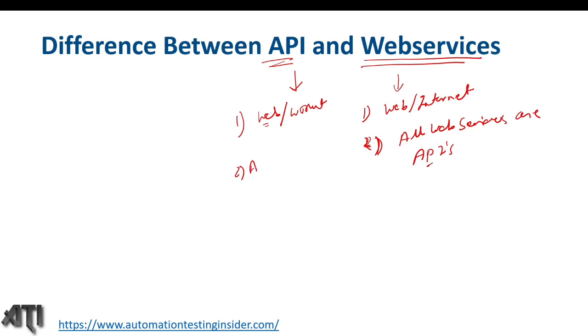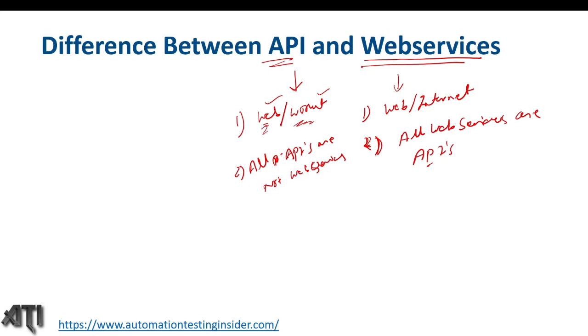Here we can say all APIs are not web services. Why? Because not all APIs are on the web. Some of them are without internet as well. You might have a question about why I wrote without web. Maybe we can do some implementations of APIs without the internet as well, and those are also APIs. So some of them are on the web, some without the web. That is the second point.